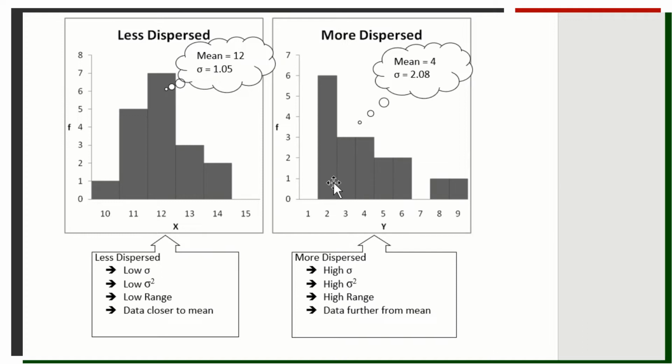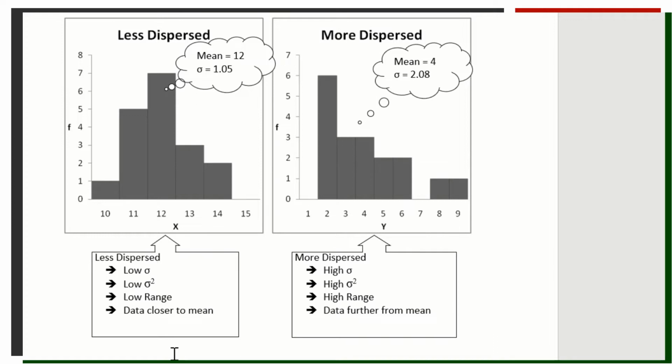Secondly, you look at the shape. Look at how widespread it is. You look at the first histogram, it is not so widespread. You look at the second one, there is a gap, so it's quite dispersed. The one that is less dispersed has low standard deviation, low variance, low range, and the data is closer to the mean. This one I already mentioned in semester 1.